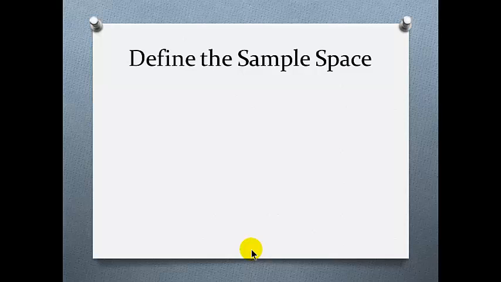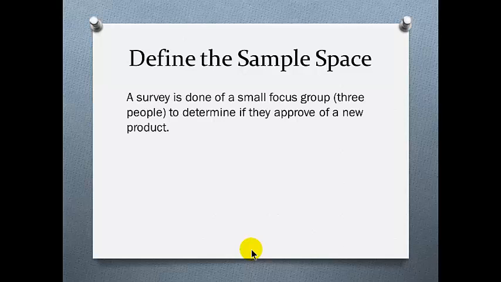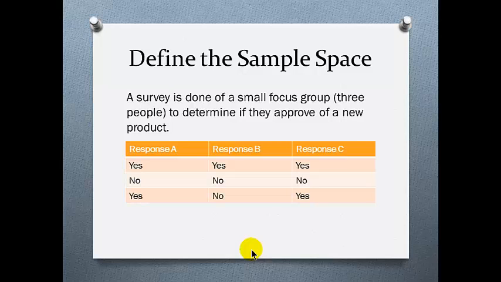So let's play with some of this vocabulary and probability concepts. Let's define a sample space. Let's say we do a survey of a small focus group. We've got 3 people. We want to see if these 3 people approve of this new product that we're developing. It's in the testing phase right now. Well, we can start to look at what are the possible results of the 3 people.